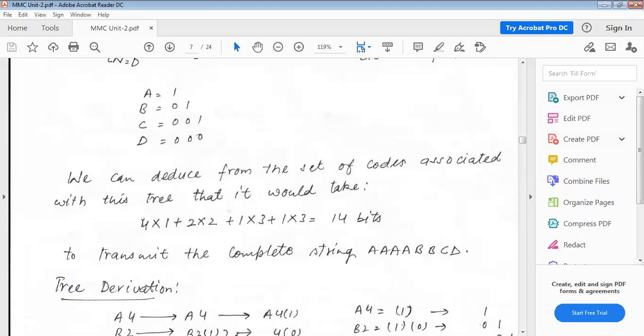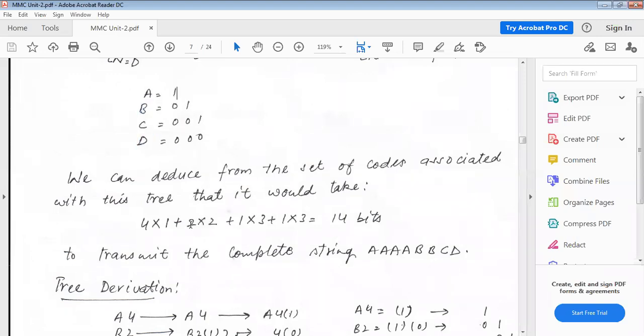Here 4 is the frequency of occurrence of character A. A is repeating 4 times, that is why 4 times 1, the code word length for character A, which is 1 bit. Plus 2: B is repeating 2 times, the frequency of occurrence of B is 2, so I write 2 times 2. B is coded as 0, 1, so 2 bits are used to code B. That is why 2 times 2.